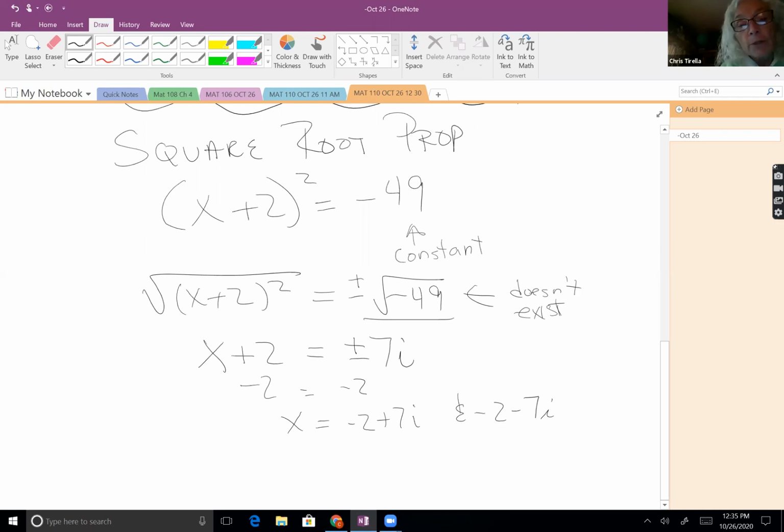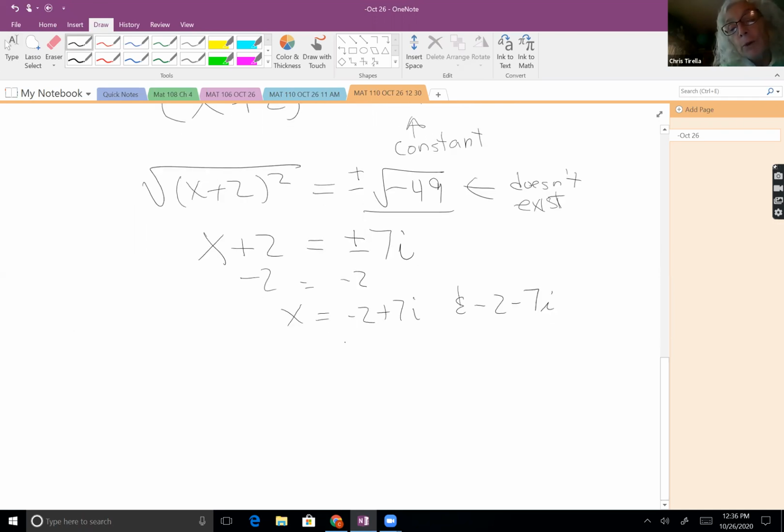I think between the two sections, there was somebody who put those answers in as 7i minus 2 and minus 7i minus 2. I didn't see anything in the directions that said it had to be in standard form, and so I accepted that as full credit.